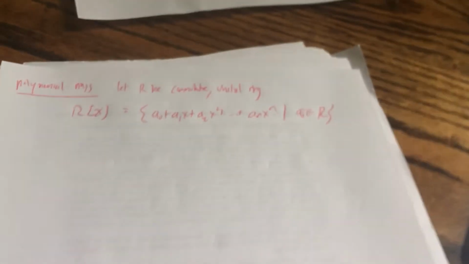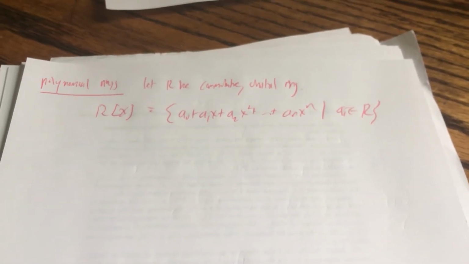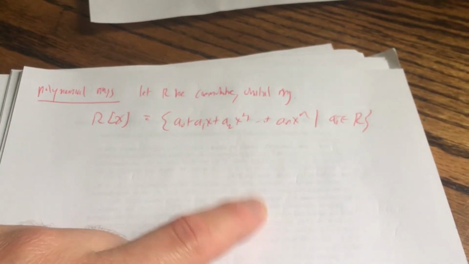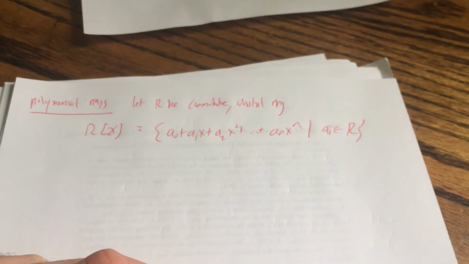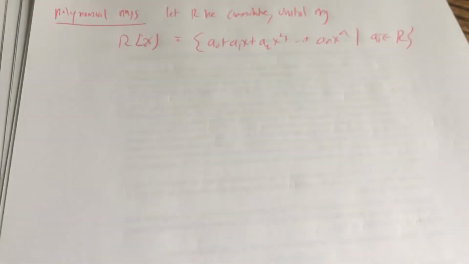So we define R[x] to be the set of sums a0 plus a1x plus a2x squared plus up to anx to the n. Okay, so this is a totally formal thing as of now. R[x] is a set of elements which are just formal expressions, and they look like a0, a1x, a2x squared, and so on. Now I'm claiming that this is a ring. It has an addition and a multiplication. So how do we show that?